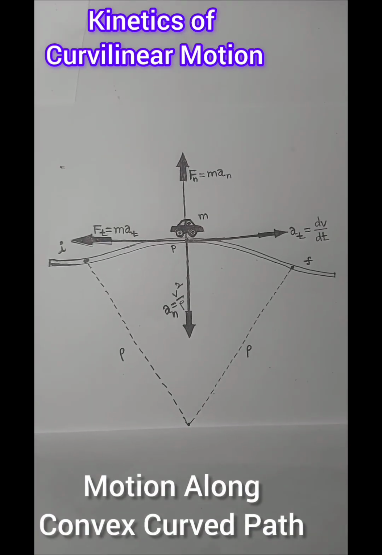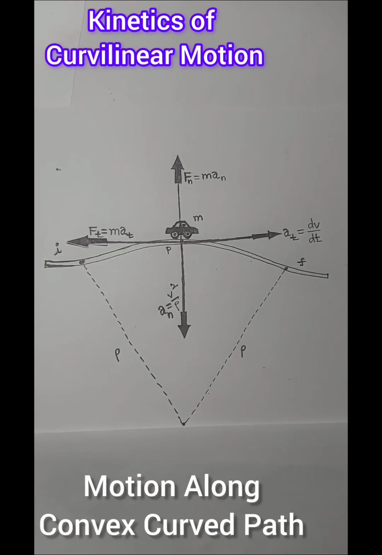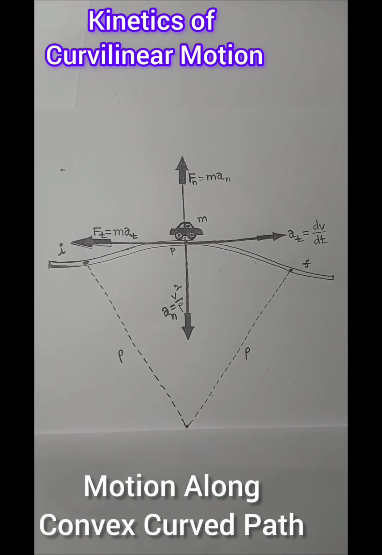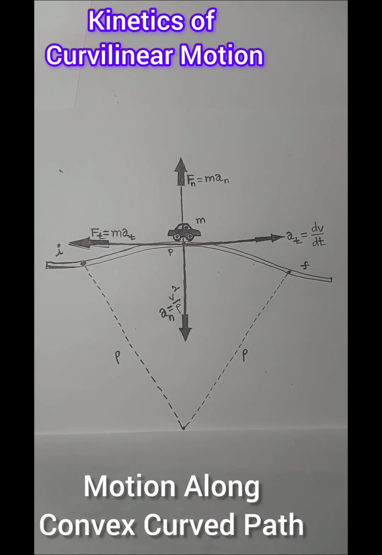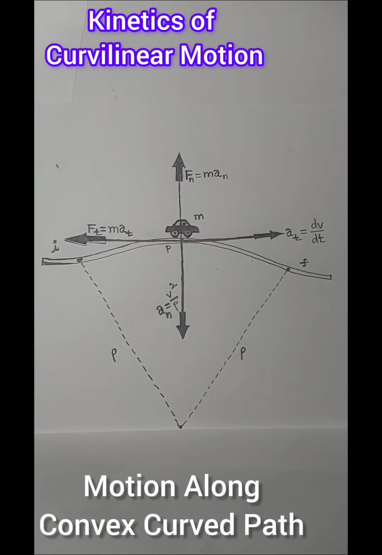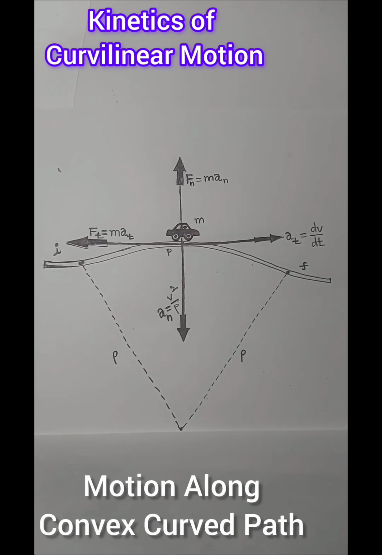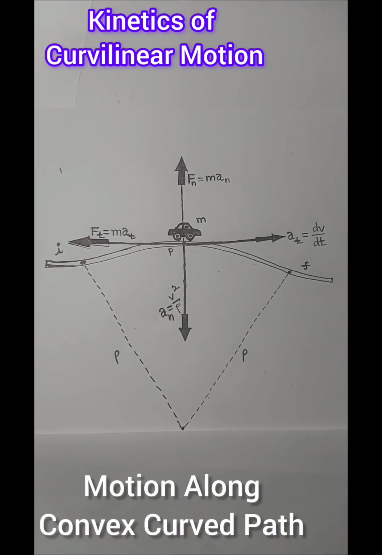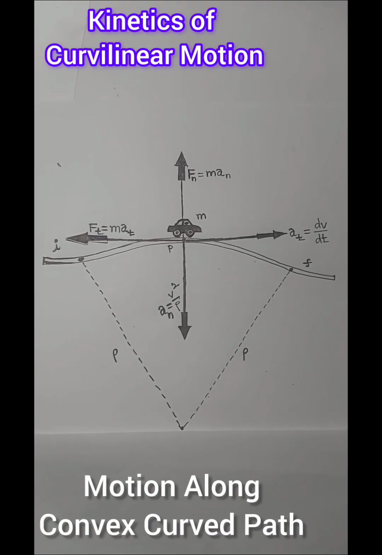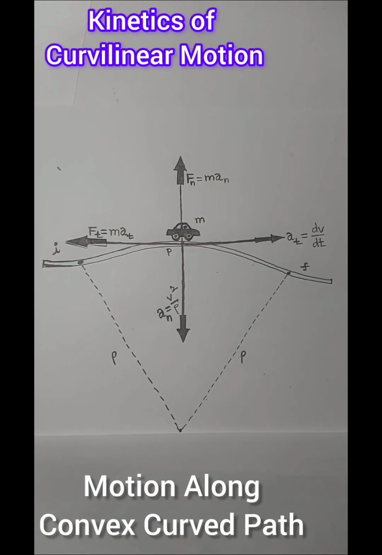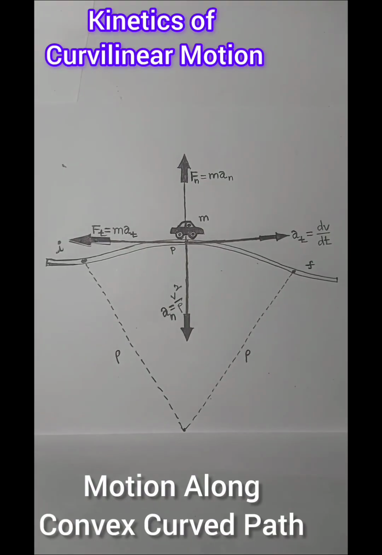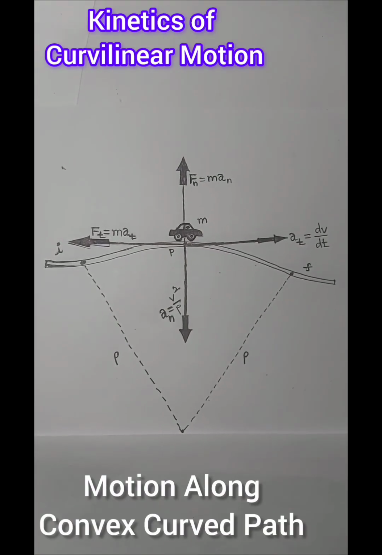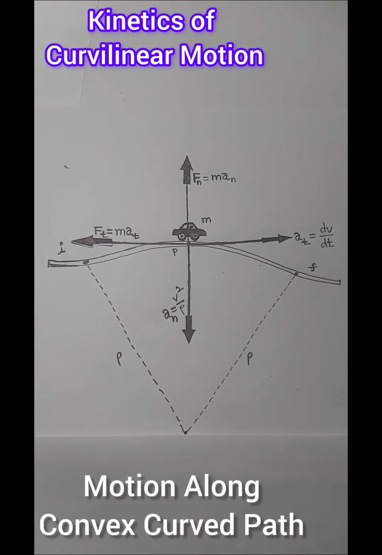While we are applying dynamic equilibrium along the normal direction and tangential direction, we have to consider all other forces. At the contact between the particle and the curvilinear path, we have to consider the normal reaction force perpendicular to the contact surface at P, and also the weight of the moving particle, which is acting in the downward direction.